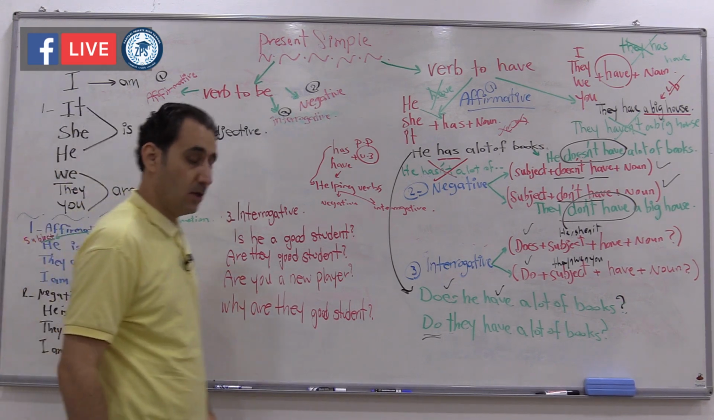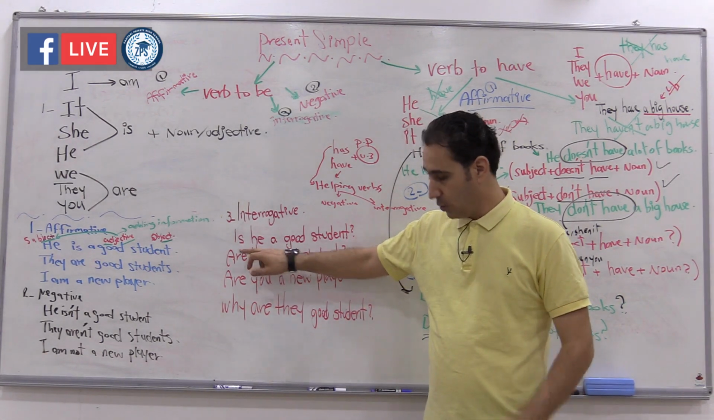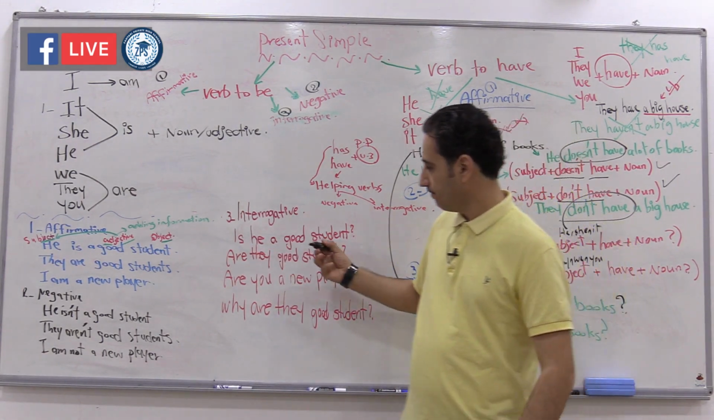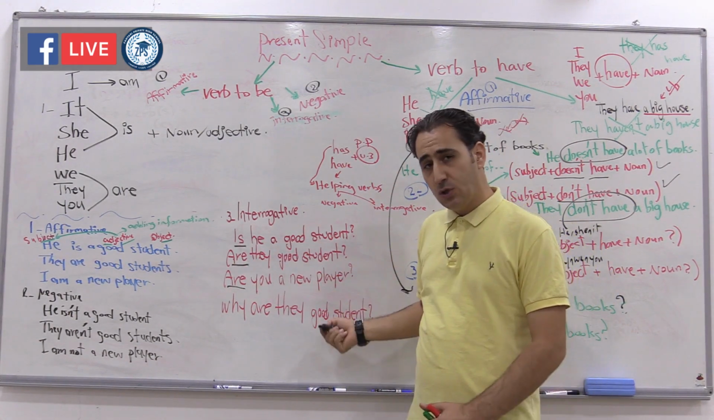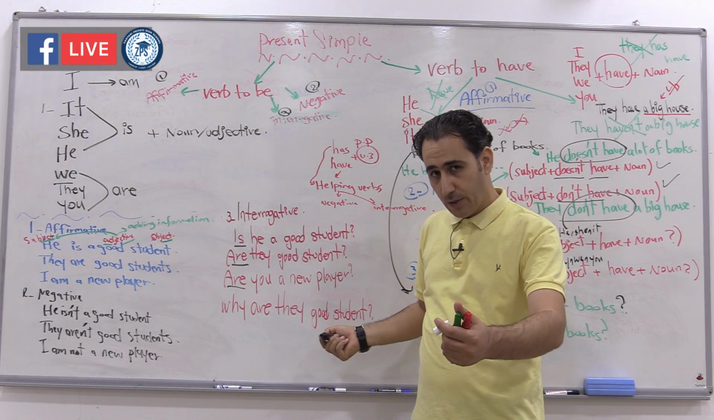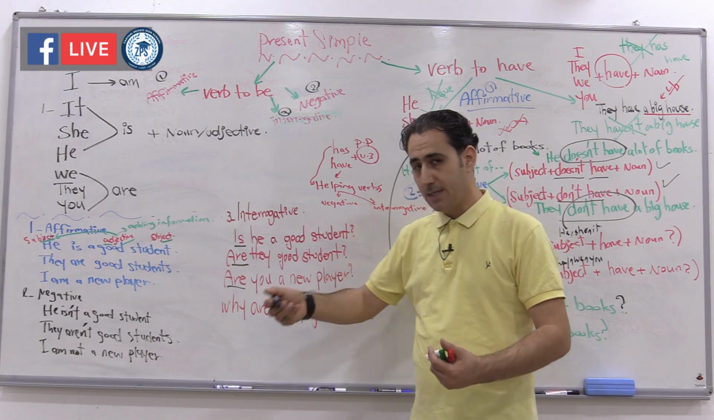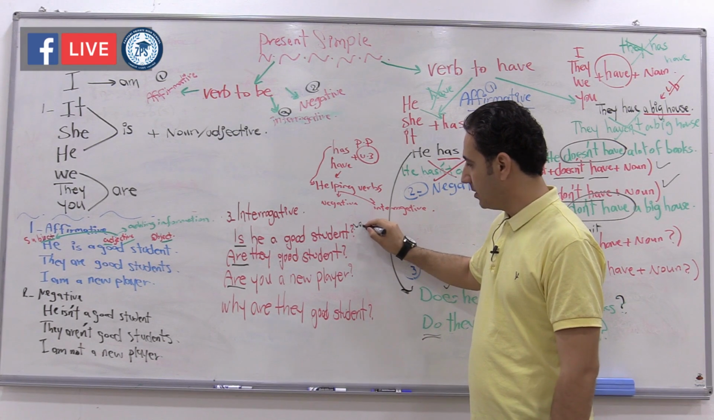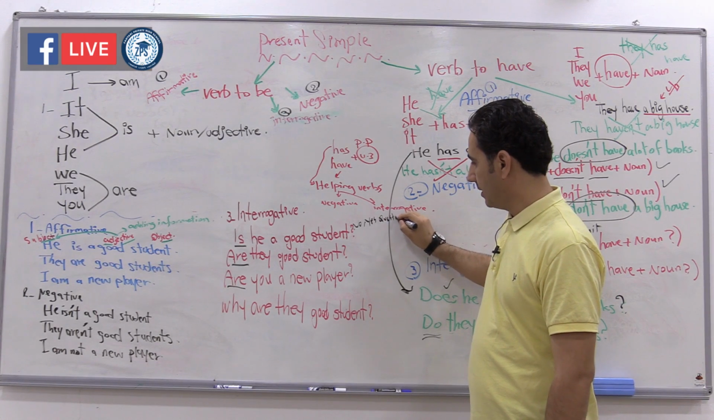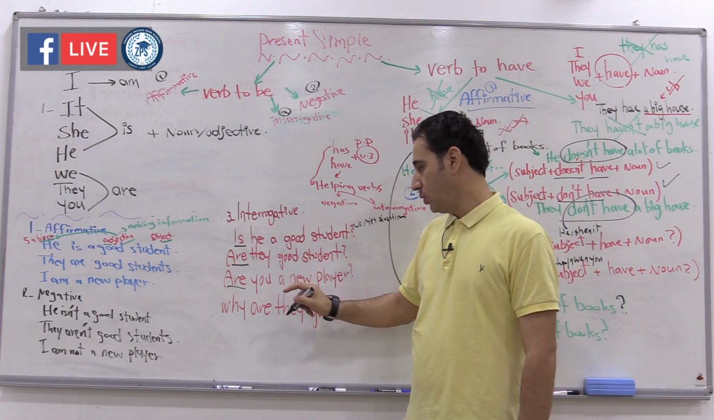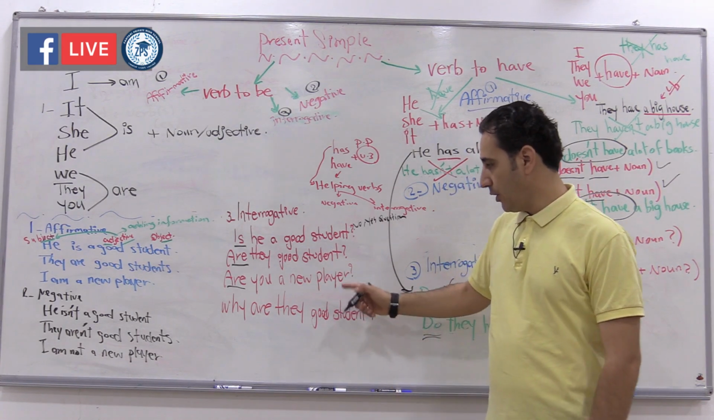What about interrogative? The question form of am, is, and are. Look, we should bring am, is, are to the beginning. Is he a good student? I'm asking you. Is he a good student? So, can you answer? Yes, he is, or no, he isn't. So again, we have what? Yes, no question. Are they good students? Are you a new player?